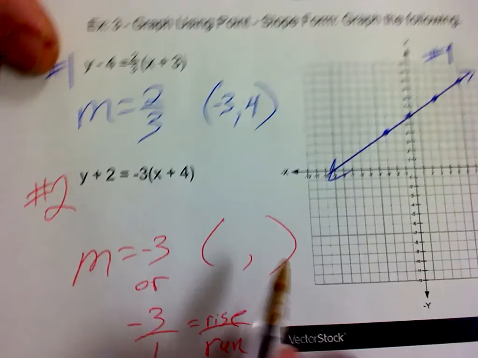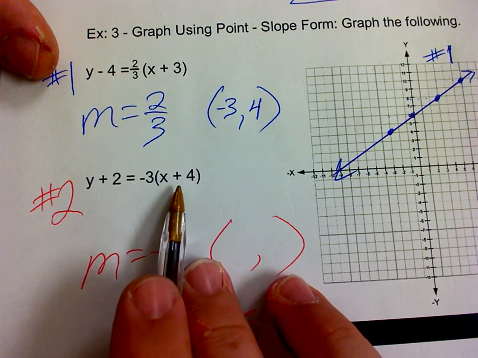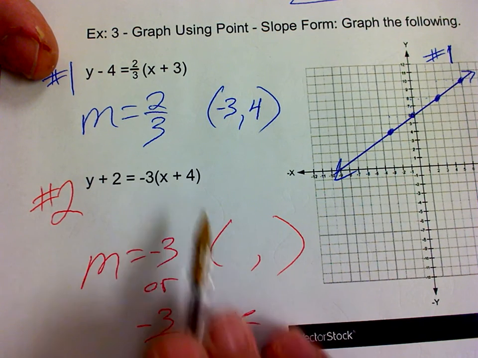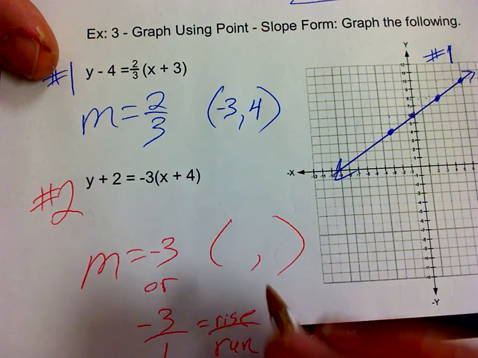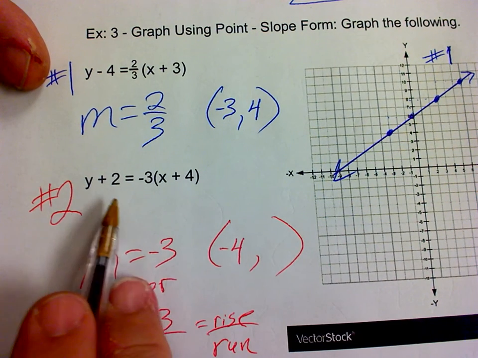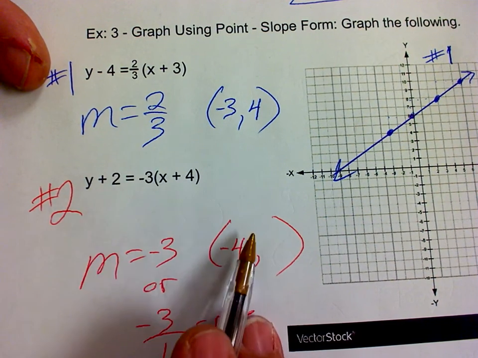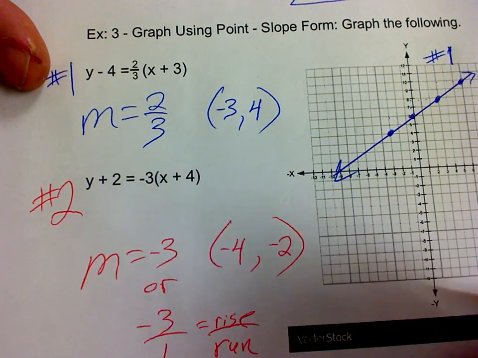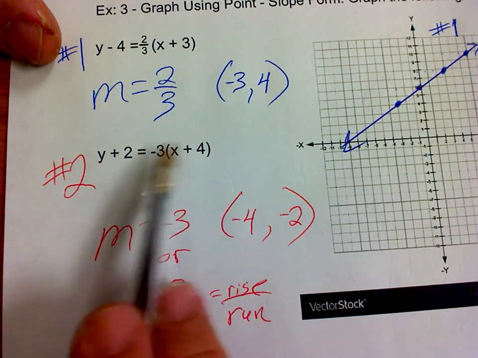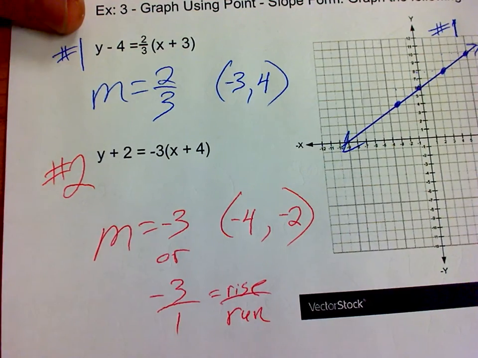Now it comes with a point. So we had x plus 4 here. Once again, it's opposite going from equation to the point. So that's a plus 4 here, it's going to be a negative 4 there. The y coordinate was a plus 2 right there, so it's going to be a negative 2 down here. Once again, the point itself will be opposites. The slope will remain the same.